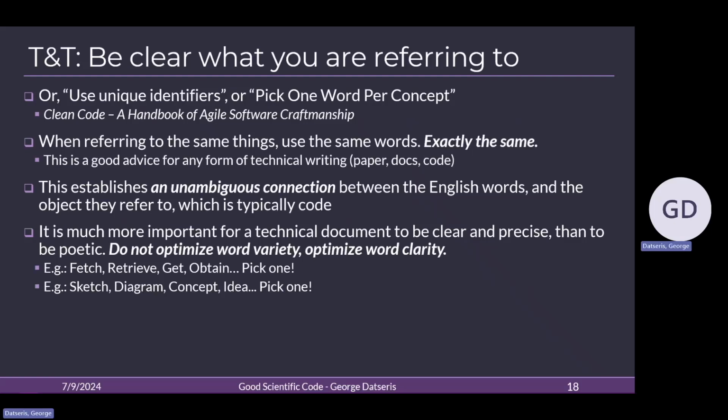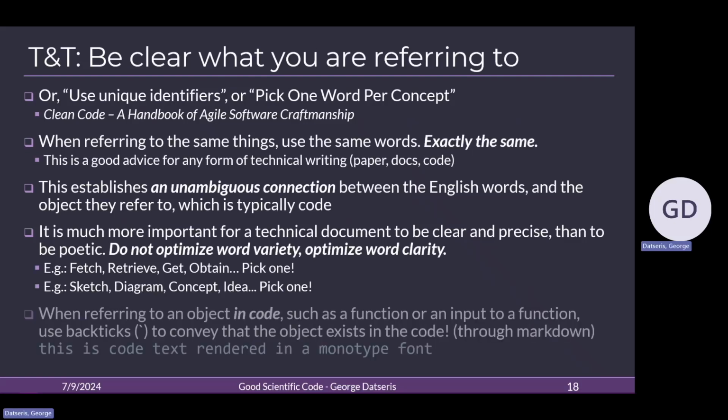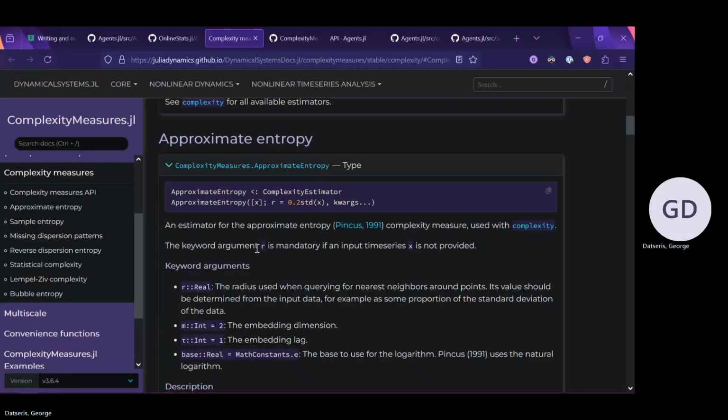And what I write here, I really like: don't optimize word variety, optimize word clarity, because you're unfortunately not writing poetry. Similarly, if you're referring to an object that exists in code, for example, an input argument to a function, you should always use backticks to convey that this object exists in code, because when the documentation is compiled, this is presented as code syntax. So this is code rendered. Here you see that this R is written in a monotype font and has a nice dark purple background.